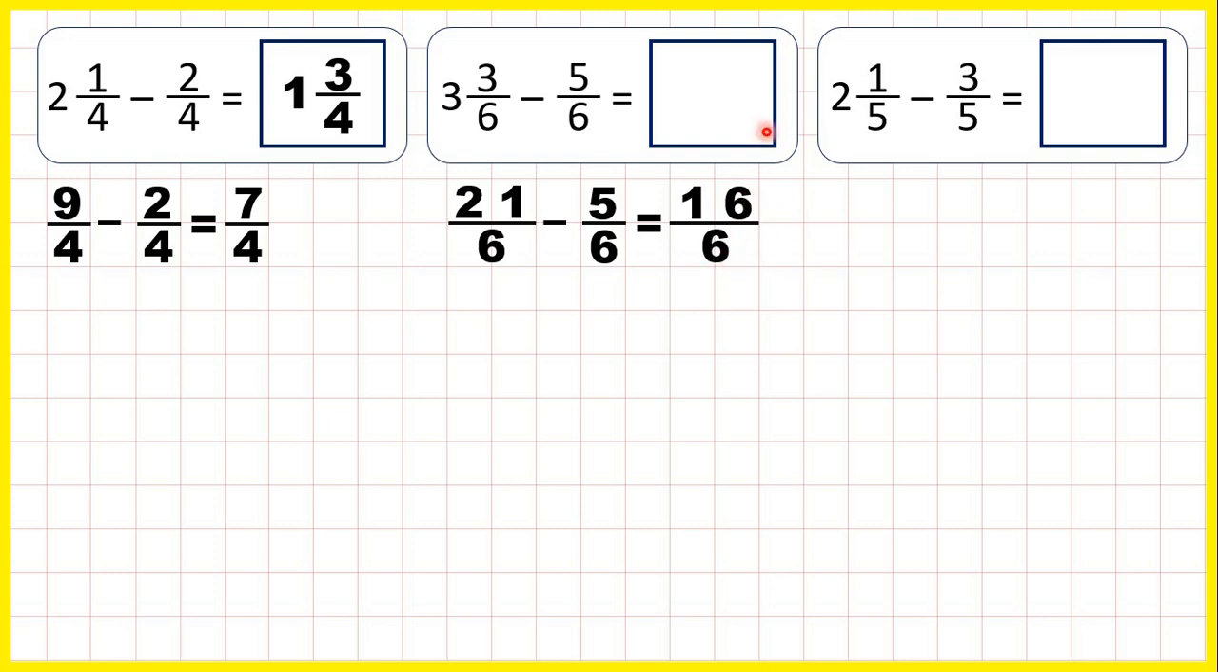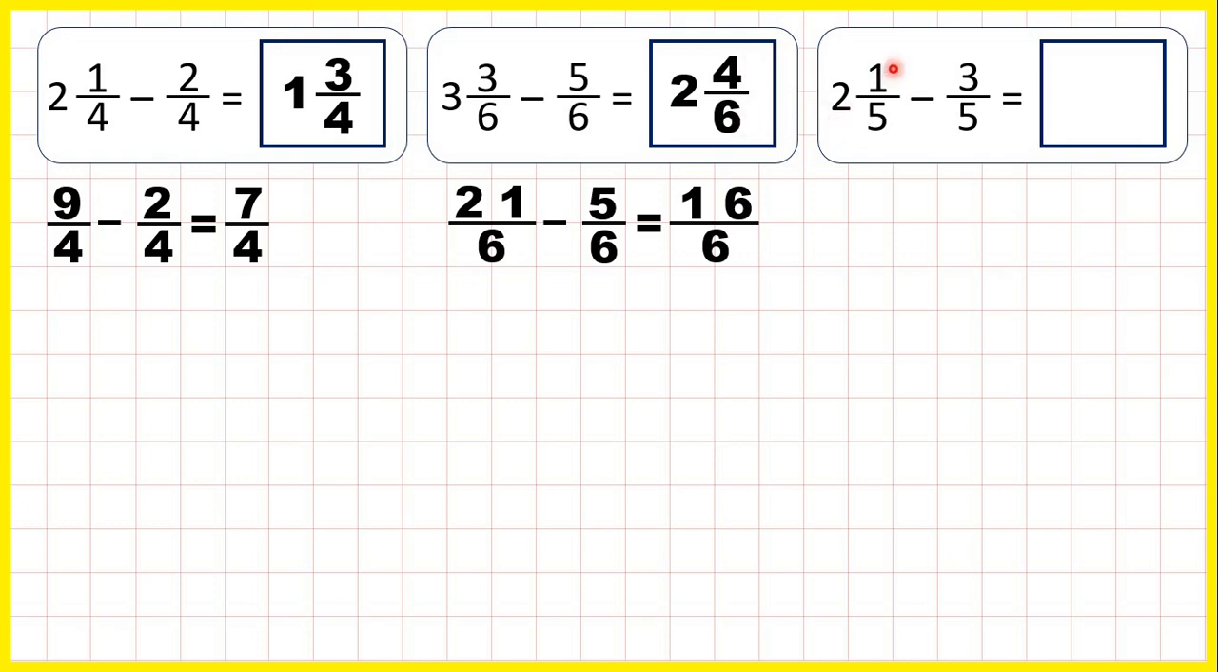We can change that back into a mixed number by dividing. 16 divided by 6 is 2 remainder 4, because 2 times 6 is 12, but then we need 4 more to get to 16. So our answer is 2 4/6.